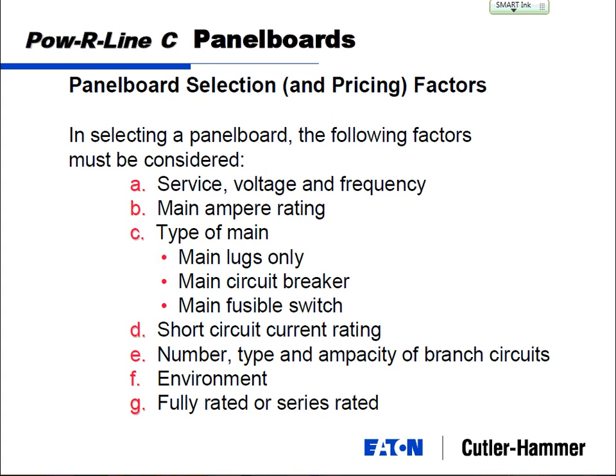But service is three-phase 4-wire or three-phase 3-wire. Voltage 480, 208. Main amps rating, okay, and the standards for Eaton are there's 100 amp mains, and I'll call this panel board busing as well. There's 100 amp, 225 amp, 400 amp, 600 amp, 800 amp, 1200 amp, and then everything above that is a switchboard. The type of main: lugs, main breaker, main fusible switch.